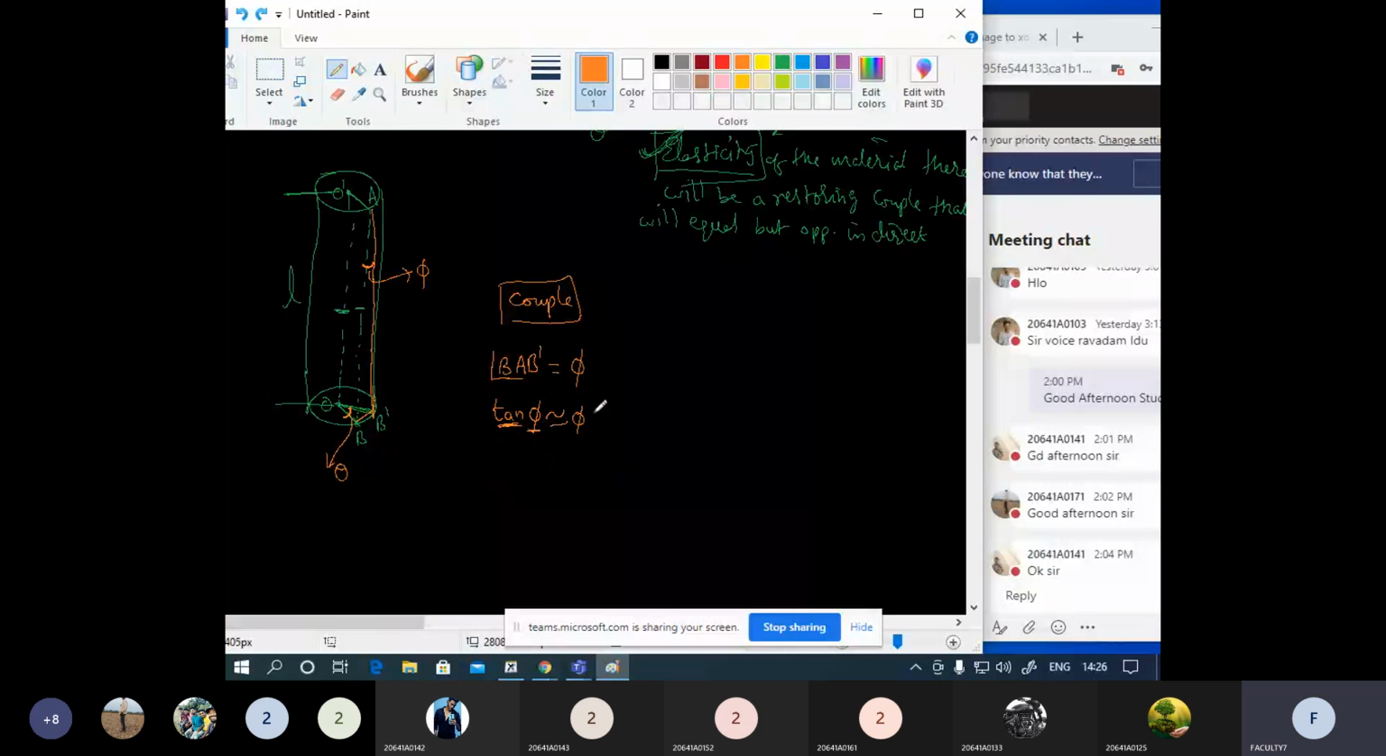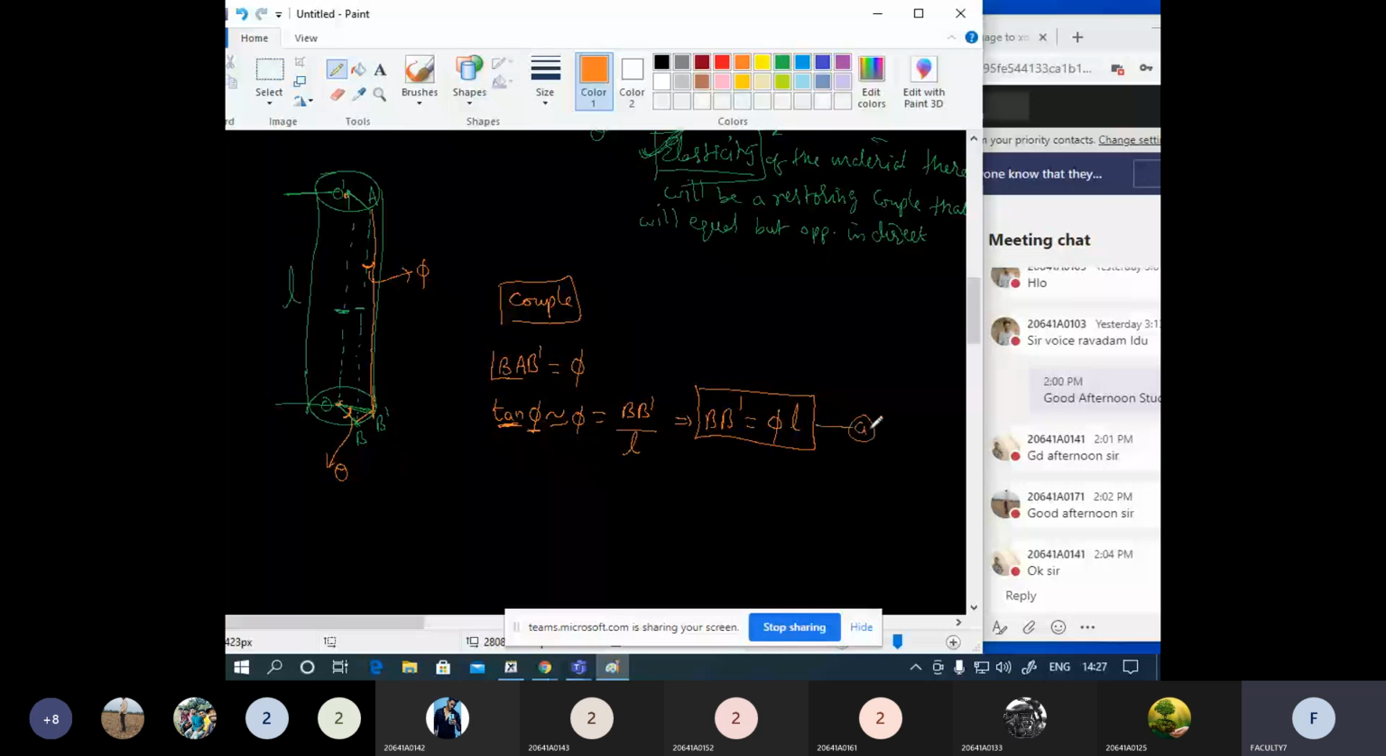So this can be given as sine theta by cos theta. Now this can be given as B dash by L, with L between these two points. So here we get B dash equals phi into L. This is one expression you got. Consider this as equation 1.